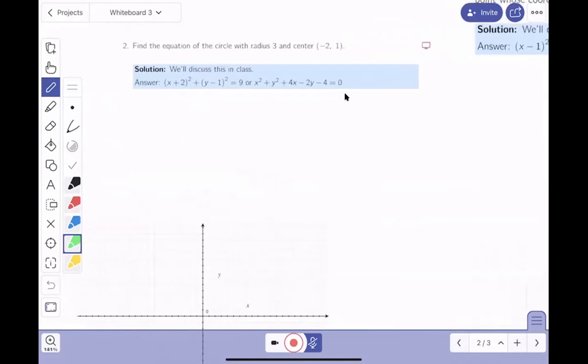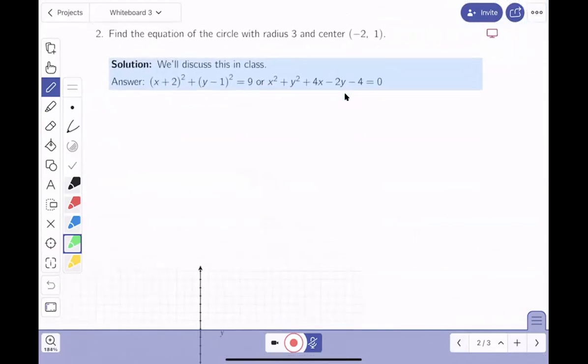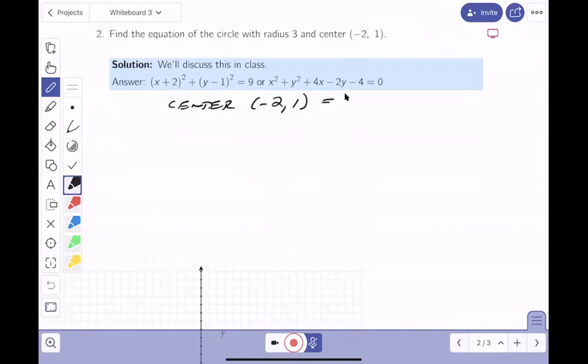So I'm going to blow this up. And I want to see if I can do it. This one says find an equation of a circle with radius 3 and center -2, 1. Well, let me write this down for you. The center is -2, 1, which means to me that h is -2 and k is 1. That's the hk. And the radius, it's given to me, is 3.